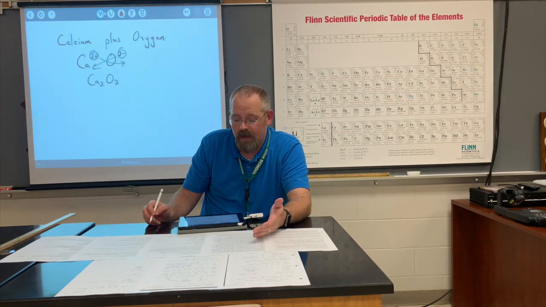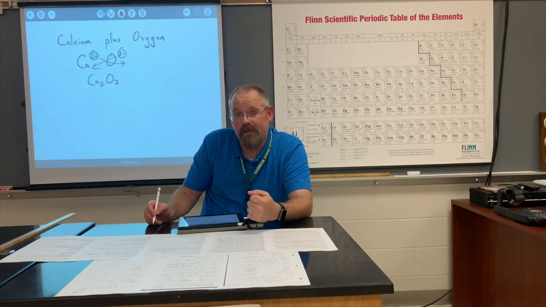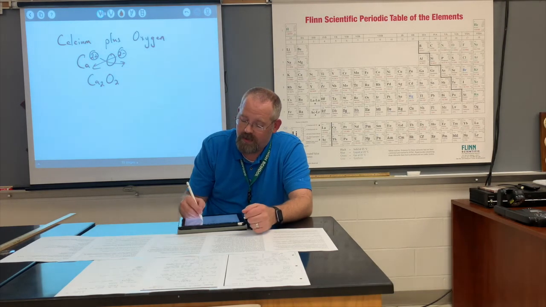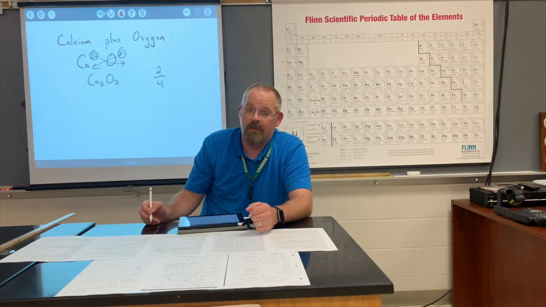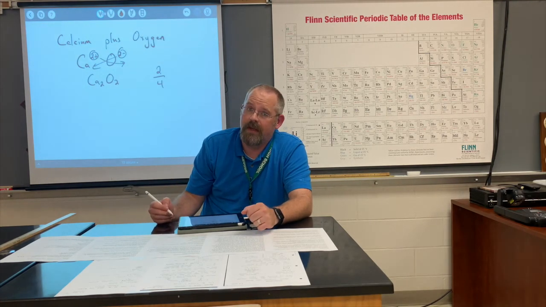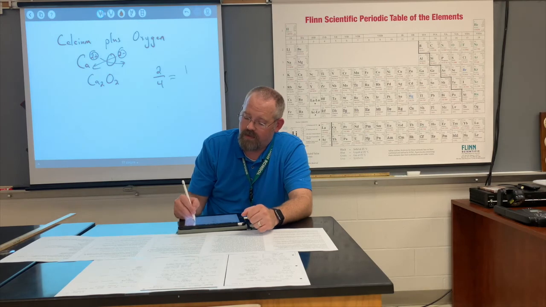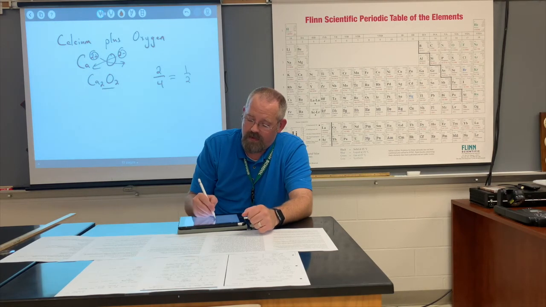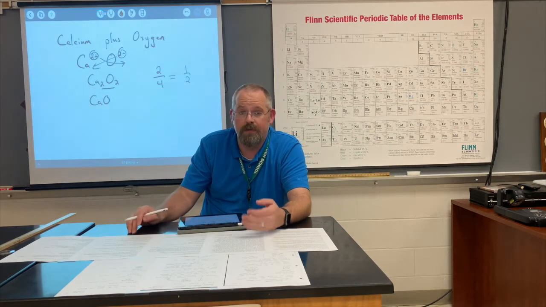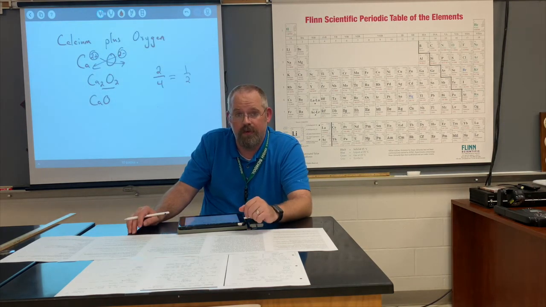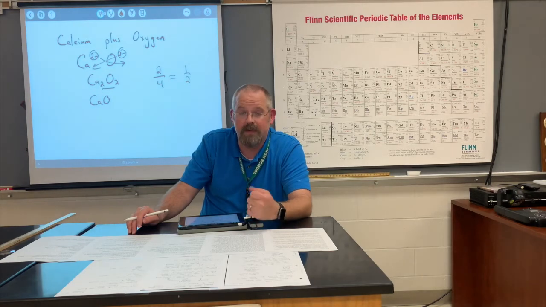To give me Ca2O2. Now, if you have a formula that can be reduced, just like a fraction that can be reduced, you would never turn that in in math class. You would always reduce this to 1/2. So if you can reduce these two numbers, you should. If they are multiples of each other, then you should reduce it. Okay, so your final formula would be CaO.